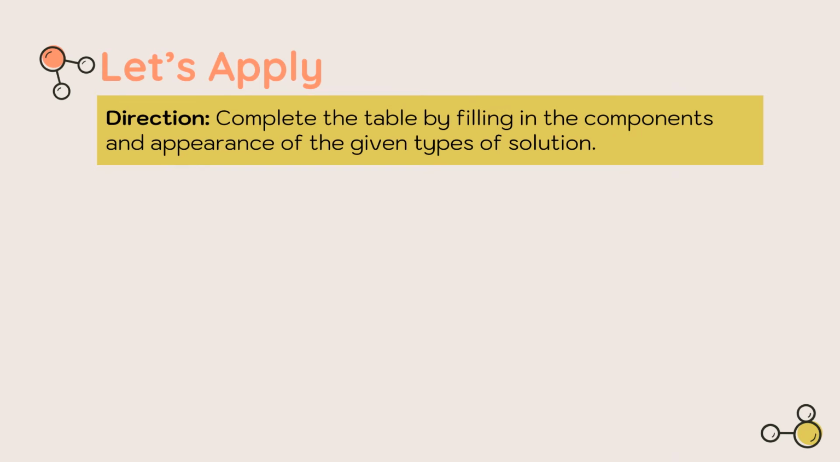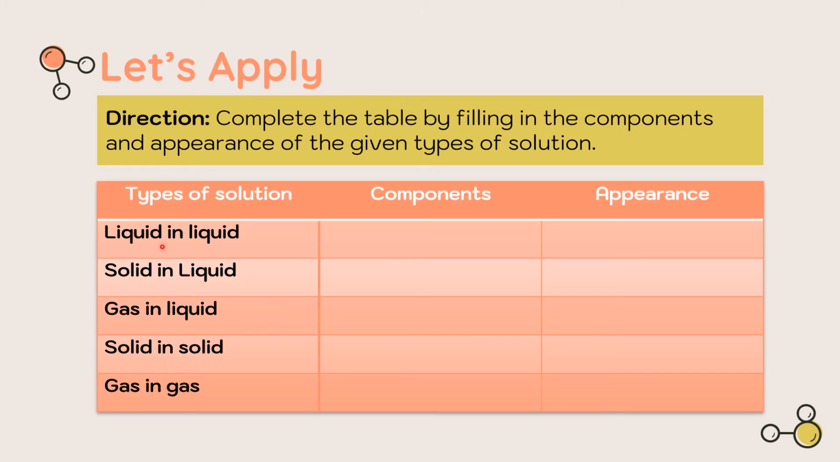Let us now apply what we have learned in our discussion. Direction: complete the table by filling in the components and appearance of the given types of solution. In the first column we have the types of solution. In our second column, we have the components and the appearance. Is it uniform or non-uniform? Think of a solution that is a liquid dissolved in liquid. That is the first. What are the components and what is the appearance?